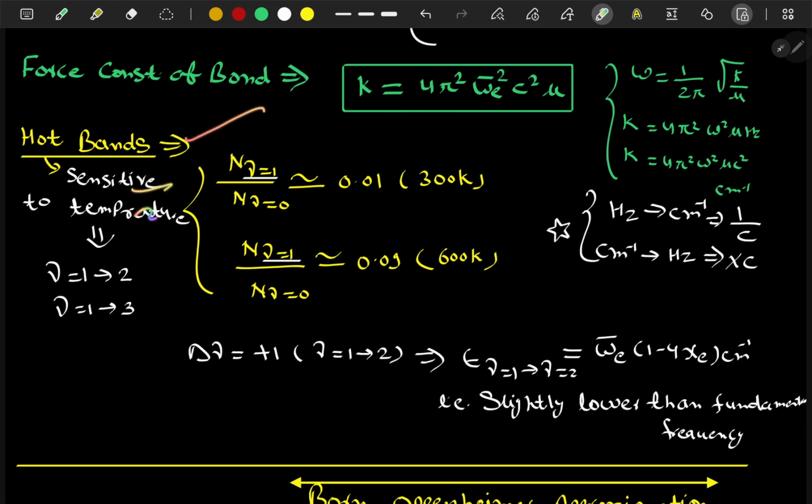Now we discuss about hot bands which are sensitive to temperature, mu equal to 1 to 2 and mu equal to 1 to 3. Just calculate population, relative population 0 to 1. For 300 Kelvin 0.01, for 600 Kelvin 0.09. Means if we are increasing temperature 2 times, then probability increases 9 times.